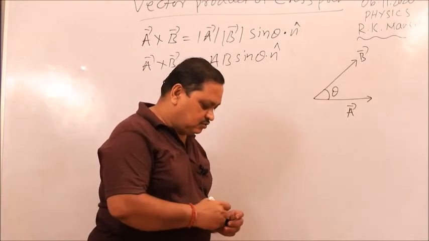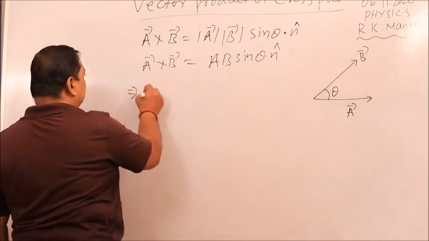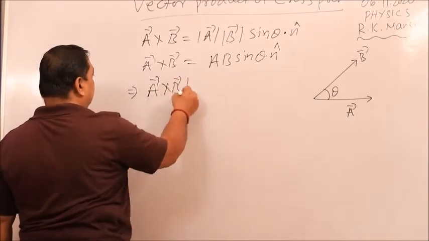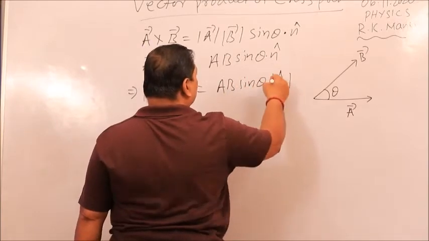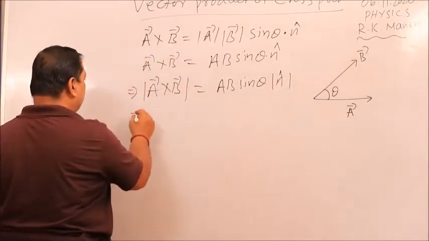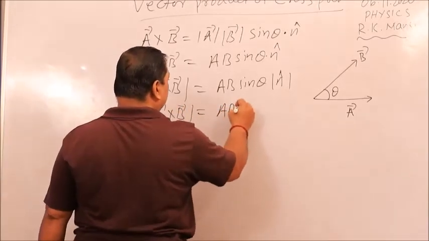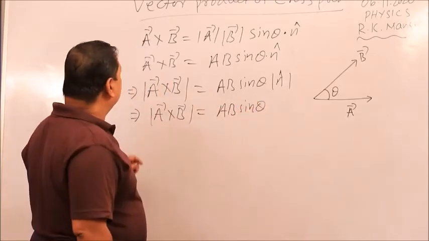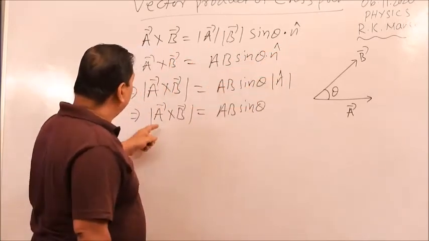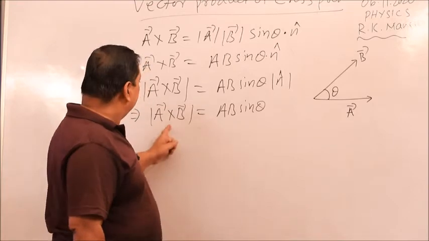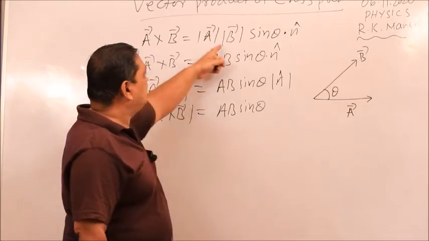But now the question is, how do you find the magnitude? So the modulus of A cross B equals AB sin theta times the modulus of n cap. N cap is a unit vector whose magnitude is 1. So the modulus of A cross B equals AB sin theta. You can remember the formula as A cross B equals modulus A modulus B sin theta n cap, or the modulus of A cross B equals AB sin theta. This is the magnitude of the cross product, which is a scalar quantity, but actually the cross product itself is a vector quantity.